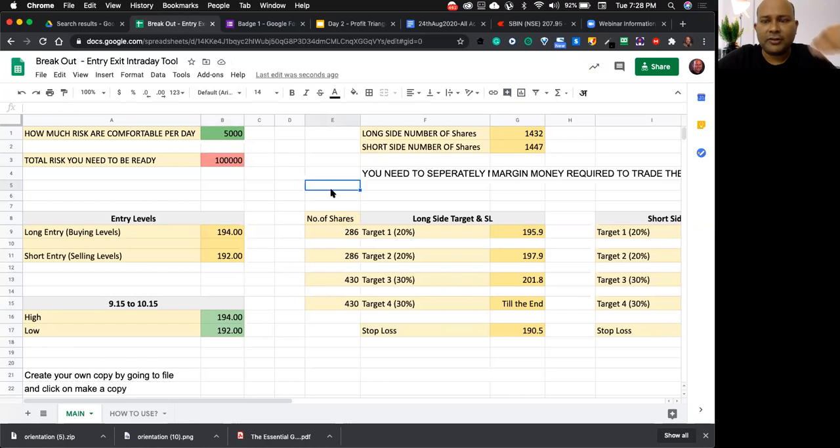How can I also get started? Because yesterday many of you have been asking, Shankar, if I attend your class, can I start trading? Yes. But you should know your risk. How much risk are you comfortable with per day? This tool will ask you, then you will say 5,000 rupees. Then it will tell you that the total risk that you need to be ready for is around 1 lakh.